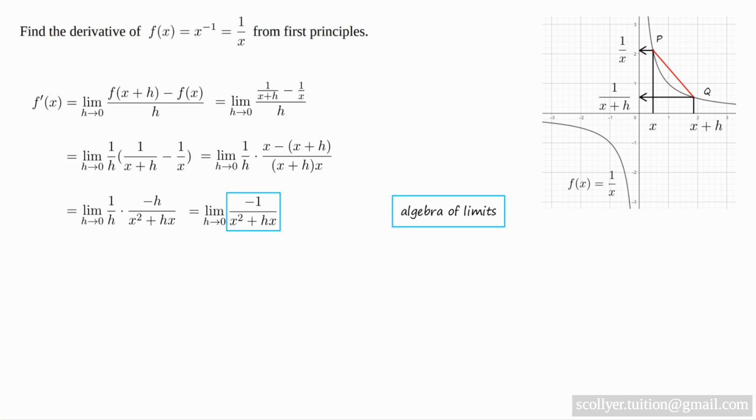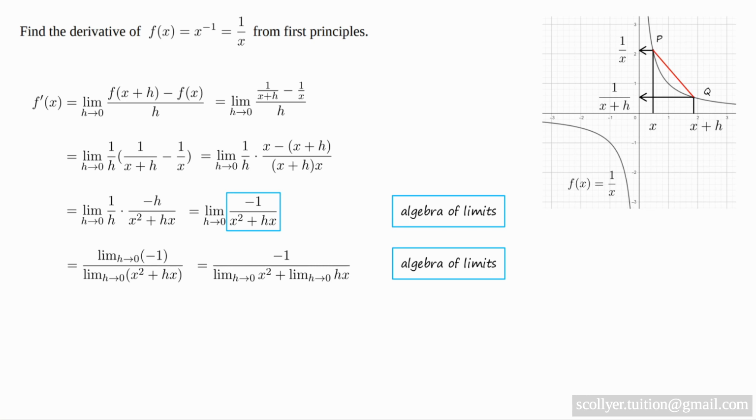Now we apply a result from the algebra of limits that allows us to rewrite the limit as h tends to 0 of a fraction as the limit of the numerator over the limit of the denominator. And we can note immediately that -1 does not vary with h, so the limit as h tends to 0 of -1 is -1, and we obtain this expression by applying another result from the algebra of limits to the denominator, i.e. the result that we can split the limit of a sum into the sum of limits.